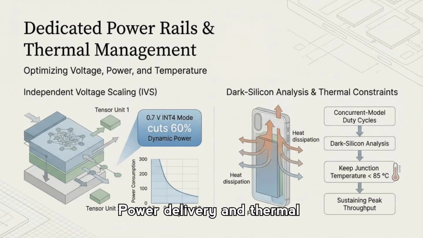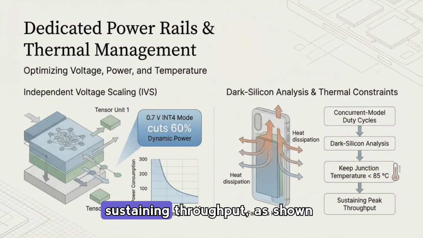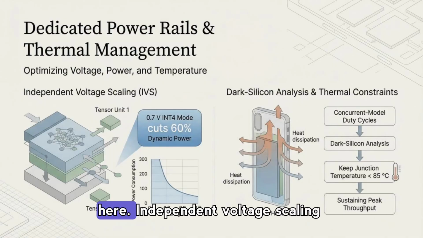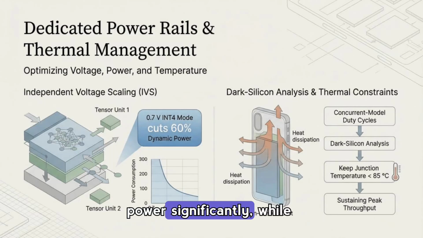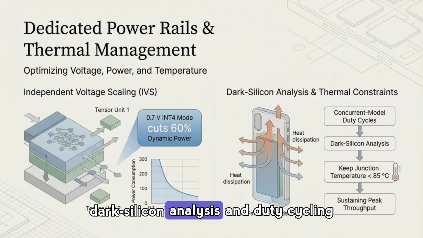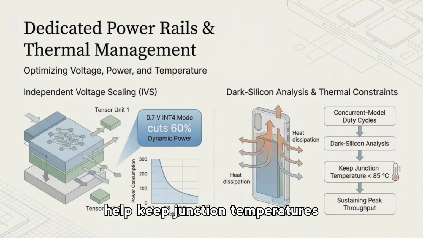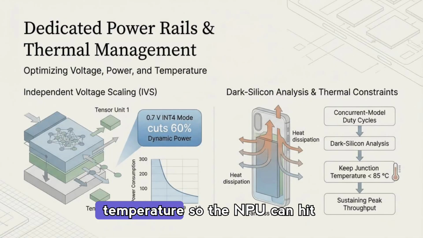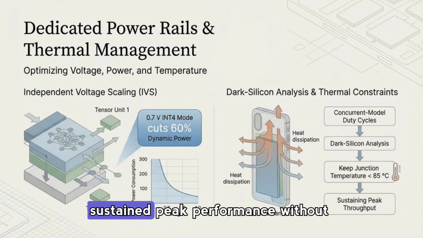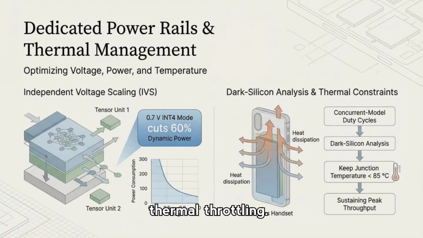Power delivery and thermal management are critical for sustaining throughput, as shown here. Independent voltage scaling for tensor units can cut dynamic power significantly, while dark silicon analysis and duty cycling help keep junction temperatures under 85 degrees Celsius in fanless designs. The goal is to optimize voltage and temperature so the NPU can hit sustained peak performance without thermal throttling.